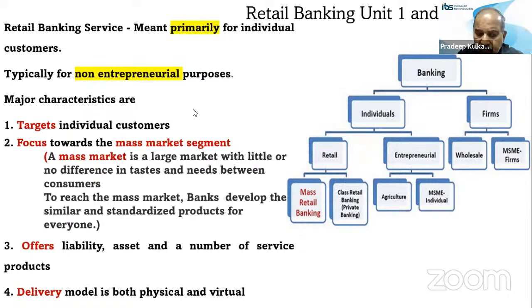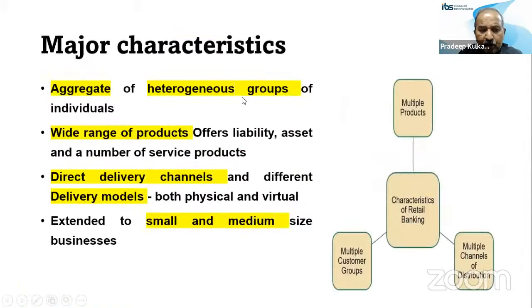Target is individual customers, focus is mass market, offers all types of products: liability products, asset products and service products. Liability means deposit-side products, asset means loan-side products, and other service products such as remittances, RTGS, NEFT, ECS, NACH (ECS we should not say now, NACH), UPI, then ATM, internet banking, all those things we offer. Then delivery mode is either physical or virtual. These are the important characteristics.